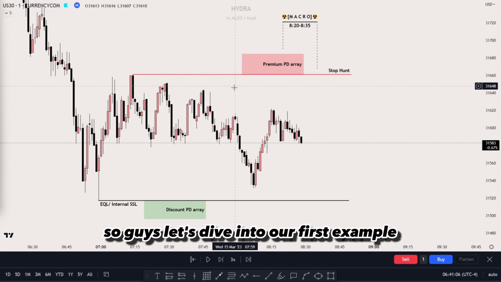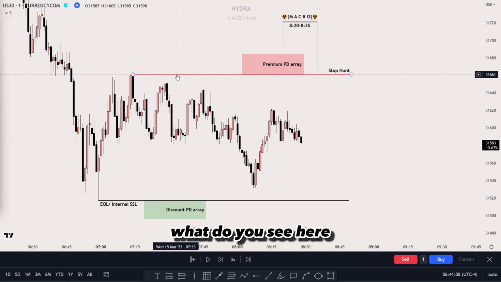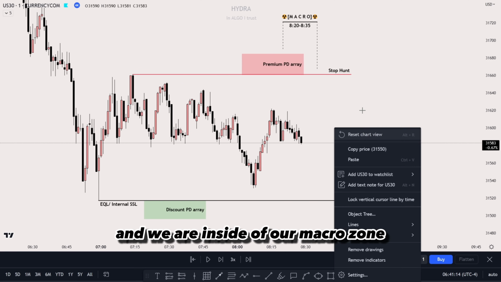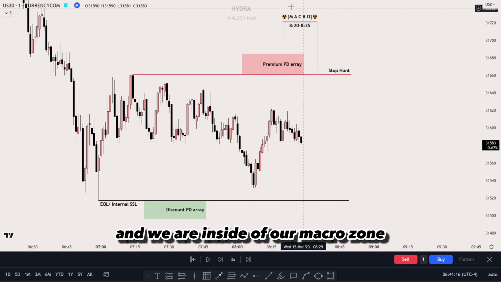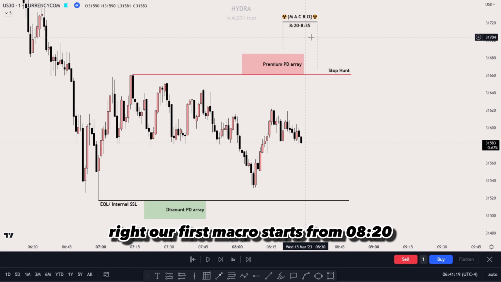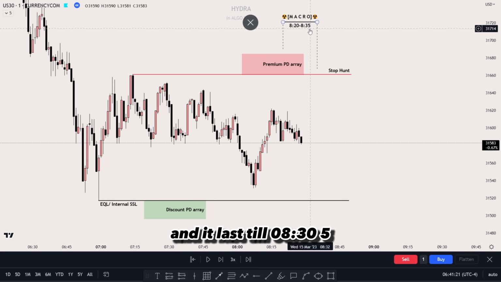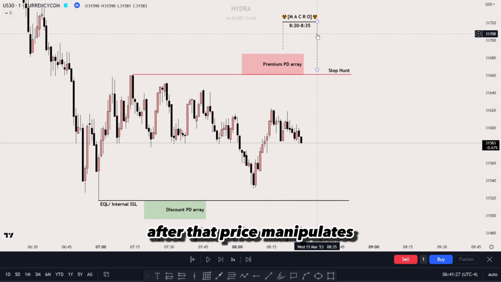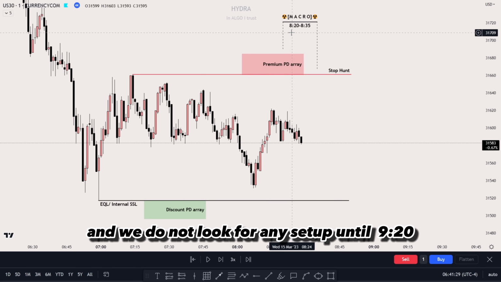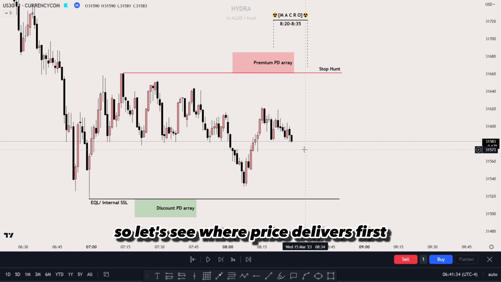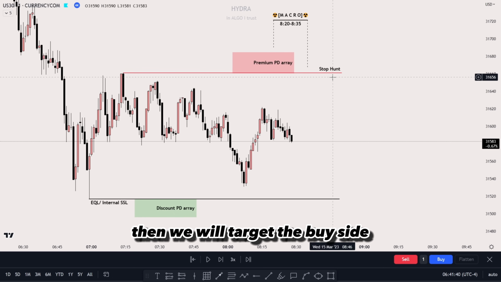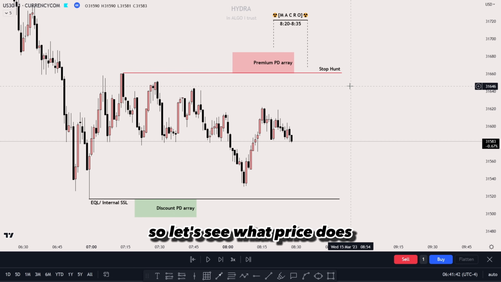So guys, let's dive into our first example. What do you see here? We have equal highs here, and we also have equal lows here, and we are inside our macro zone, right? Our first macro starts from 8:20 and lasts till 8:35. We look for a setup till 8:35. After that, price manipulates, and we do not look for any setup until 9:20. So let's see where price delivers first. Suppose price is delivering towards the sell side, then we will target the buy side. So let's see what price does.